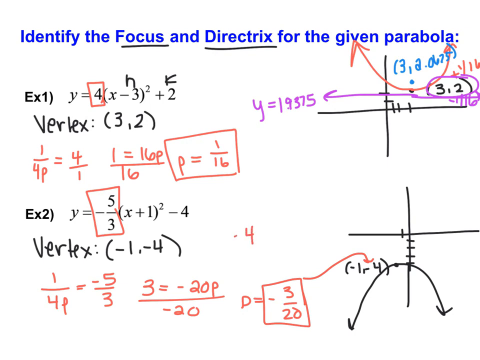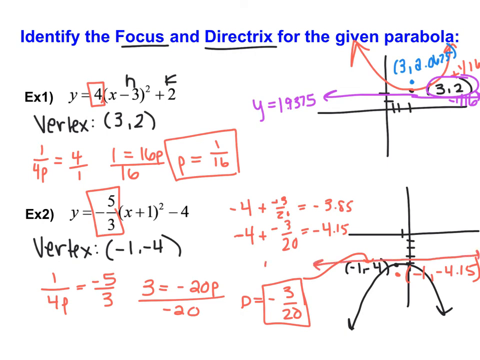So if we take -4 and we add -3/20 to it, we are going to get -4.15, which is what we expect. We expect our focus point to move downwards a little bit, so it's inside the U. So this is at the point -1, comma, -4.15. And then if we take -4 and we subtract a -3/20 from it, that's really like adding 3/20 to it, and we end up with -3.85. So our directrix is going to be up just a bit up here. It's going to be a horizontal line at y equals -3.85.